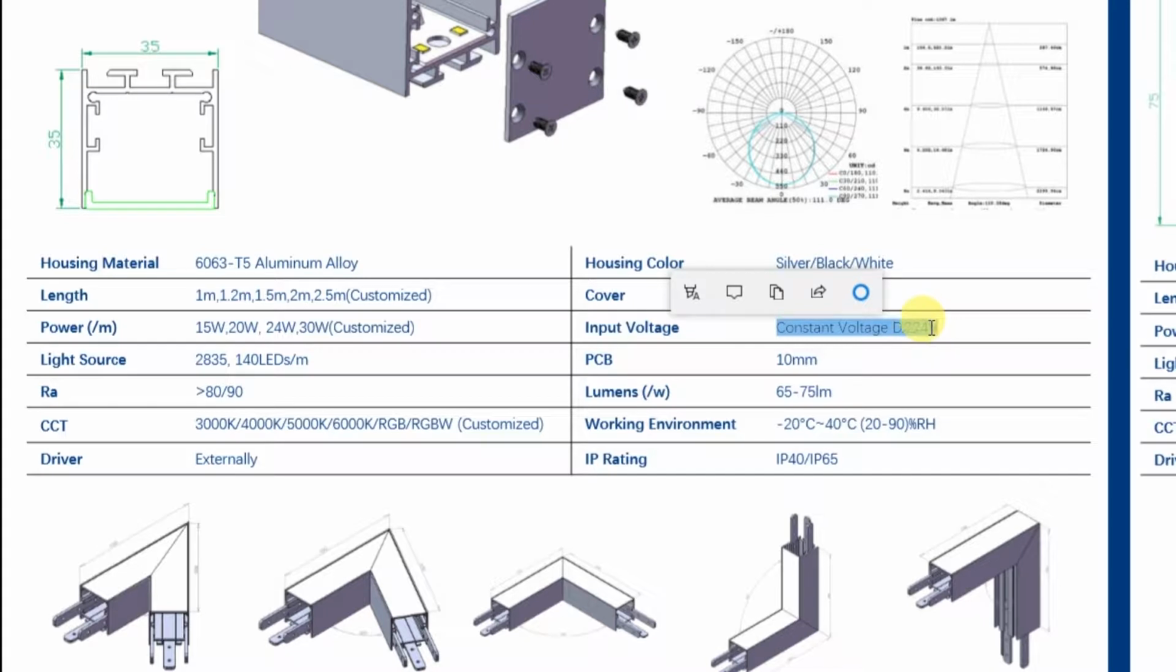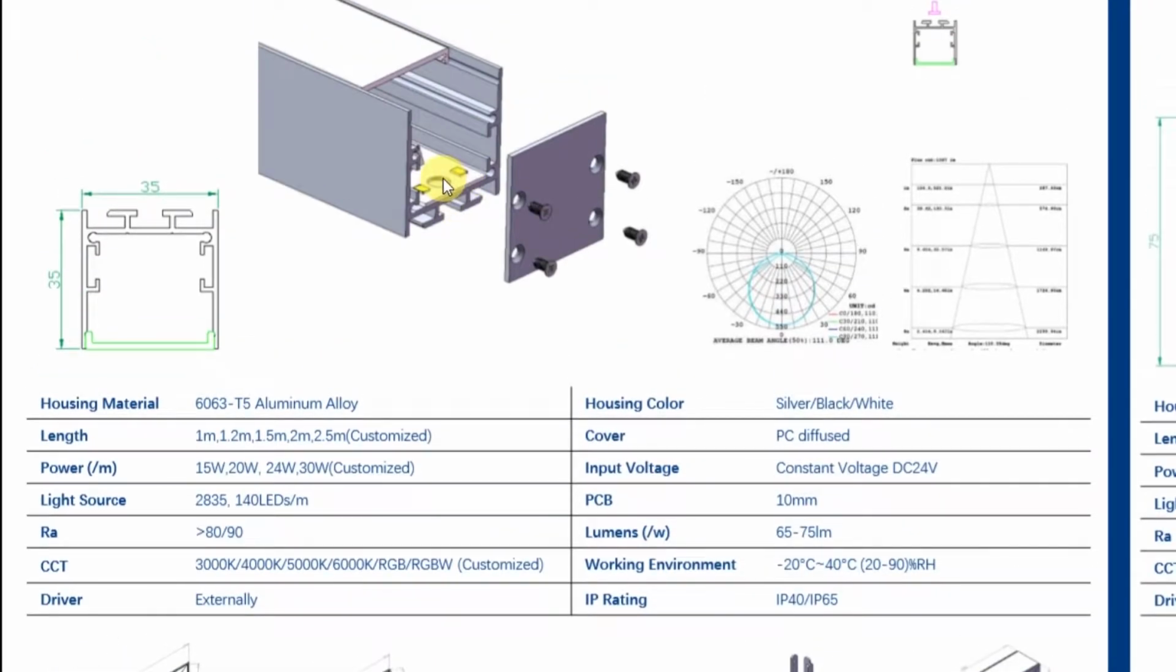If you need 12 volt, then the supplier can supply you. Actually, this depends on your chosen driver. And this is the PCB, 10 mm PCB, also called strip. The strip is installed inside the aluminum profile.